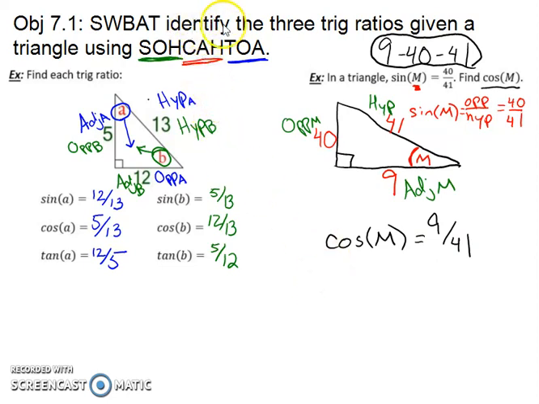Today's objective was to identify the three trig ratios, sine, cosine, and tangent, using the acronym SOHCAHTOA, and that is it.